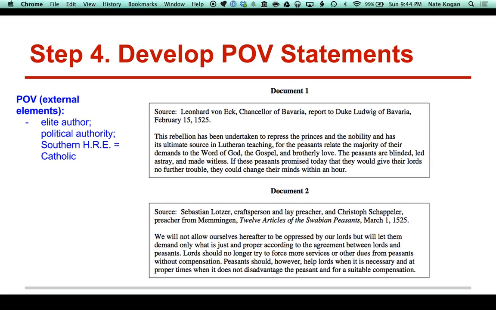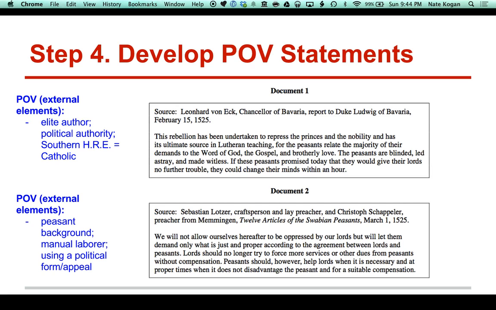Document 2, similarly, I'm focused on this person's peasant background, the fact that they're a manual laborer, right? The DBQ tells me this individual is a craftsperson, which is important. And then I'm also focused on the fact that this is the 12 articles, so that the form of the document reflects the author's attempt to gain political legitimacy by using a type of source that would be seen as authoritative, as something that governments themselves generate, and now the peasants themselves are generating this interpretation.